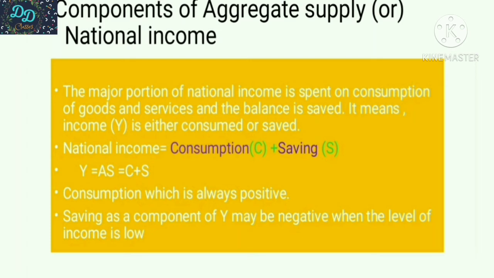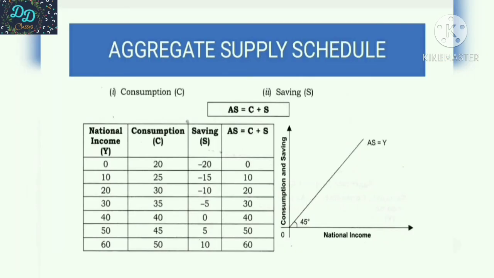Next we are going to see the aggregate supply schedule. See the supply schedule: national income, consumption, saving, and AS equals C plus S. The income starts from 0 and goes up to 60, consumption starts at 20 and ends at 50, and saving starts at minus 20 and ends at 10.